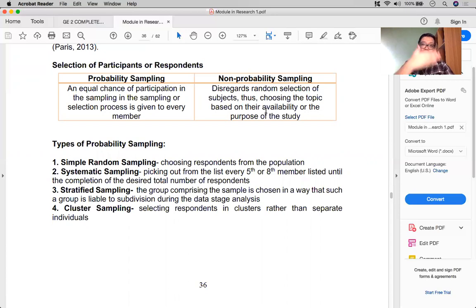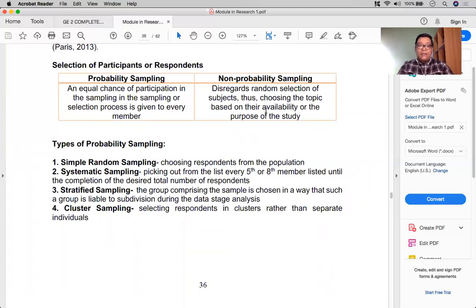So let's say you have a complete list there, and then you label them 1, 2, 3, 4, 5, 6, and then you draw lots again, and then whatever number is picked, then what name corresponds to that number, automatically that person bearing that name will be part of your study as a respondent.